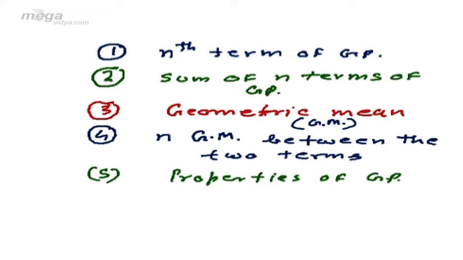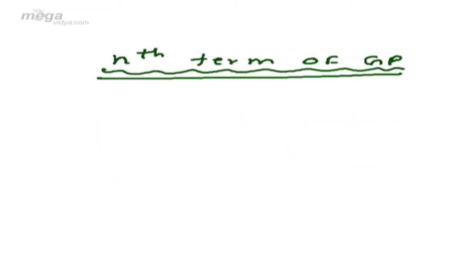Now we will start the first topic, that is nth term of GP. First of all, you have to know what is GP. Suppose I write the sequence 1, 2, 4, 8, 16 and so on. In this sequence, we see the ratio between two consecutive terms is equal. For example, 2 upon 1 is 2, 4 upon 2 is 2, 8 upon 4 is also 2 and 16 upon 8 is 2. It means the ratio of two consecutive terms is equal. This type of progression is called geometric progression.